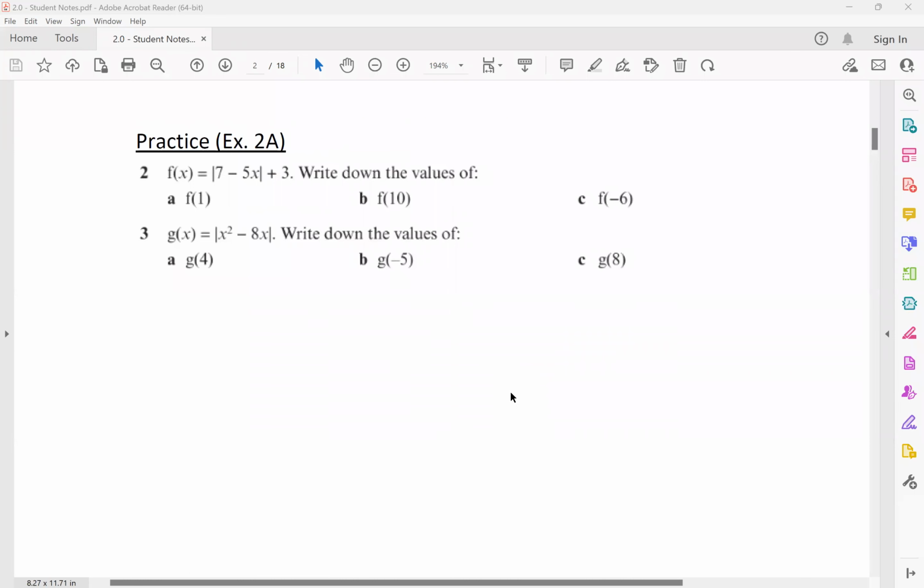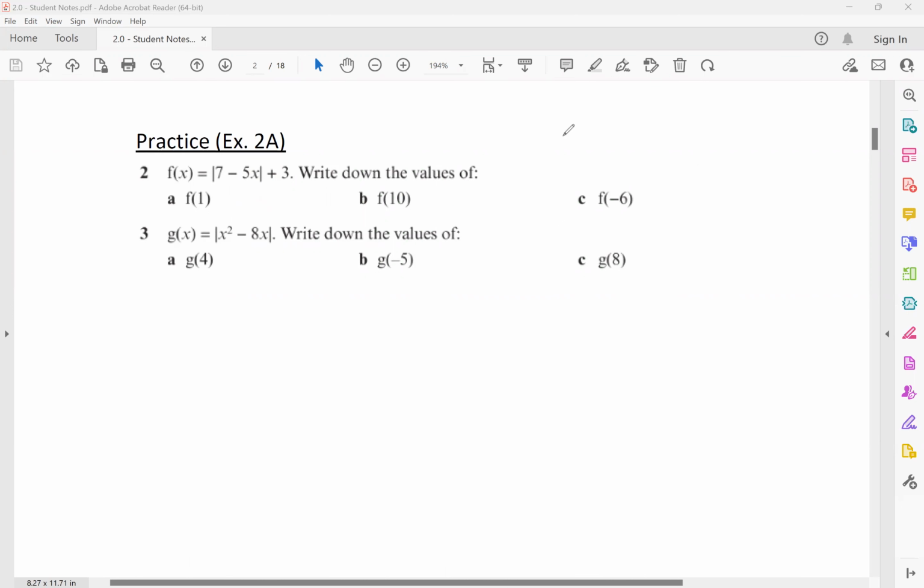The answers, I'm going to write the answers, I'm not going through them. The answers are 5, 46, 40, 16, 65, and 0. Any questions, do let me know if you struggle with these.